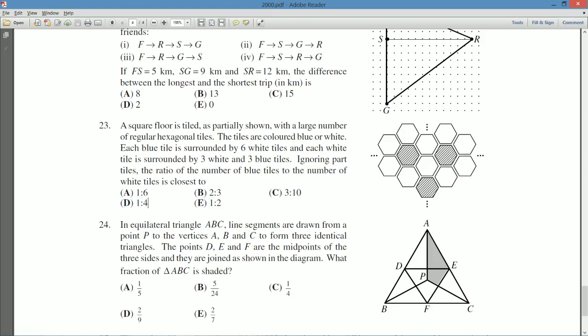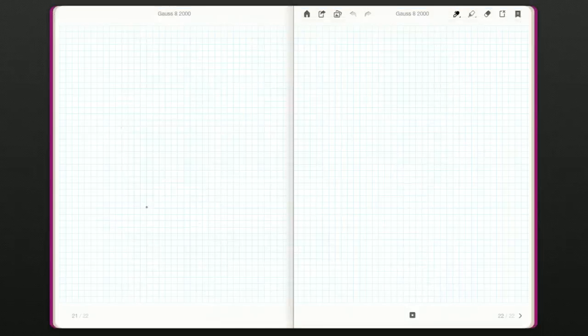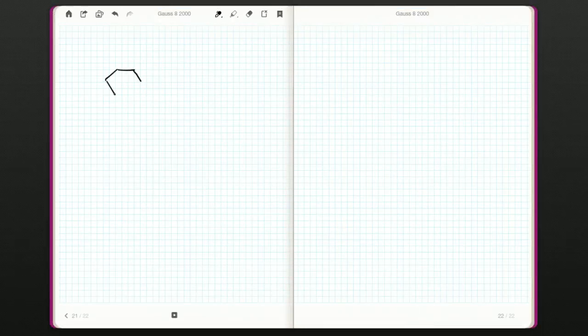But there's a way we can try and approach this using math. What we're going to do is count up the number of white tiles in terms of the number of blue tiles. And obviously, we'll count some tiles twice, and we're going to try and account for that. So what are we going to do? Let's draw a little bit of our picture. So, hexagonal pattern.